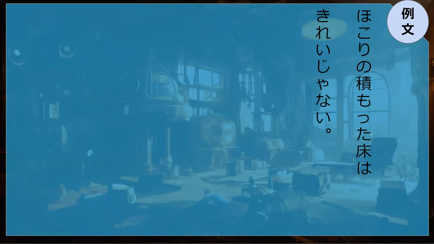Can you read the example sentence for me? Hokori no tsumotta yuka wa kirei janai. The floor that was piled up with dust is not clean. Perfect.